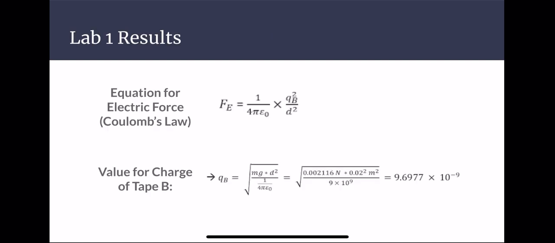Before moving on to the rest of the results for Lab 2, it's important to note where Lab 1 and Lab 2 differ. From this point in Lab 1, I was able to derive Coulomb's law to calculate the charge of the tape when treated as a point charge, and got a value of 9.7 times 10 to the negative 9th coulombs, as you can see above. However, since we are now modeling the tapes as lines of charge, we would expect the value for charge in this lab to be different.